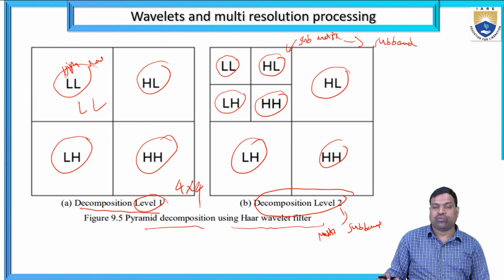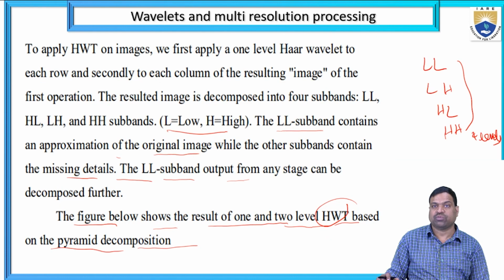So these are the 4 subbands in figure A, level 1. In figure B, level 2 decomposition, in the subband another 4 subbands are there. In the subband another subband. That is a pyramid of Haar wavelet transform.